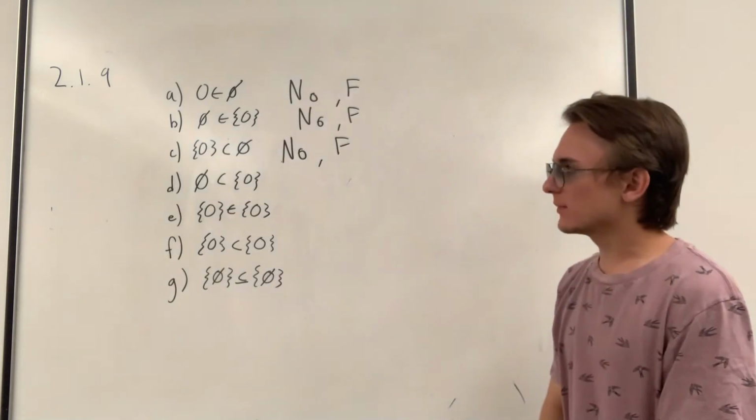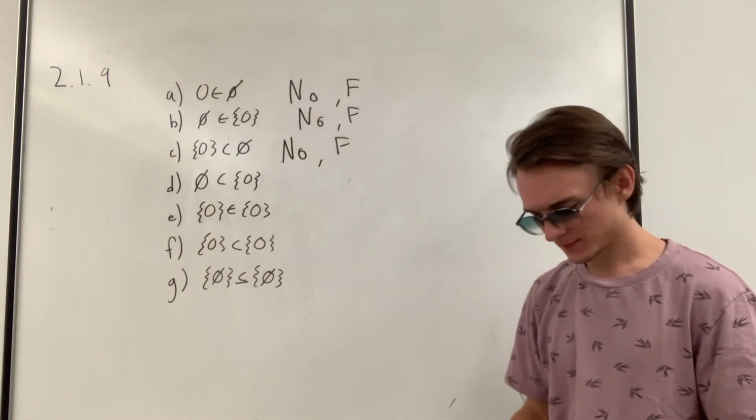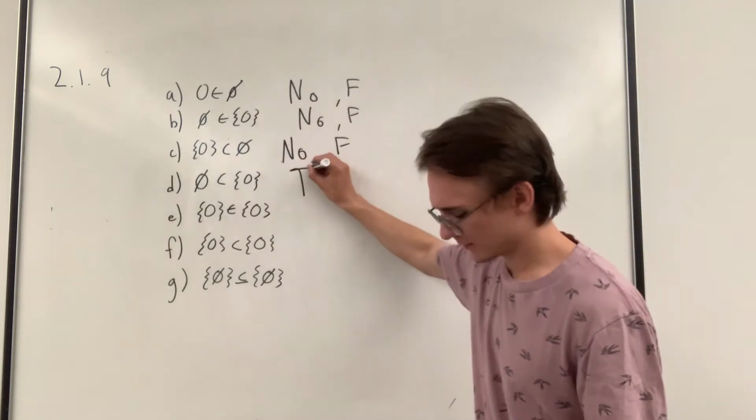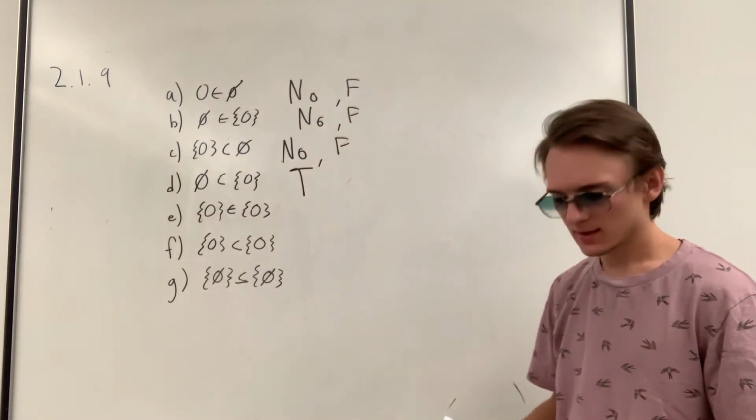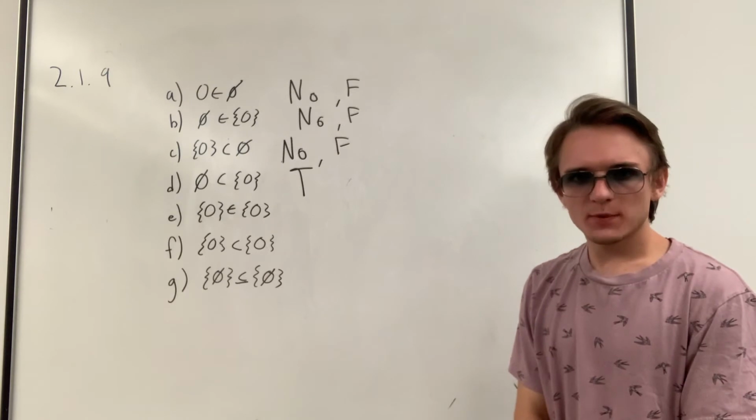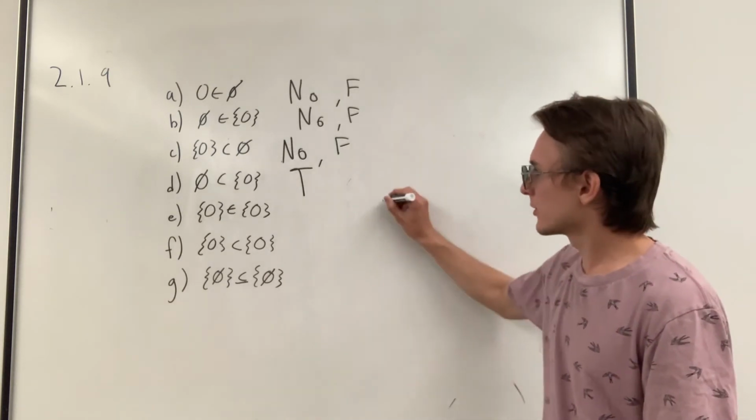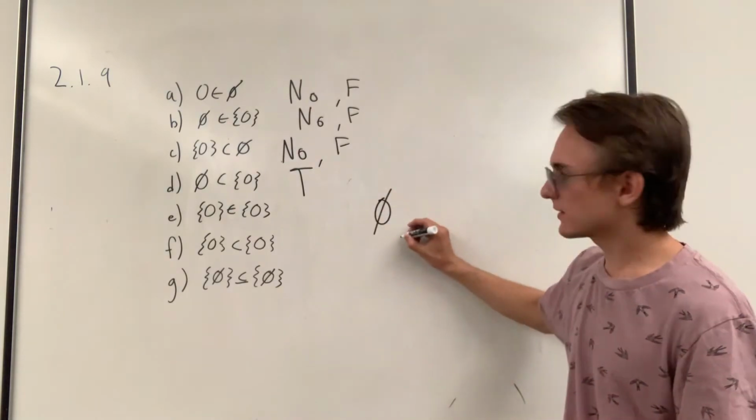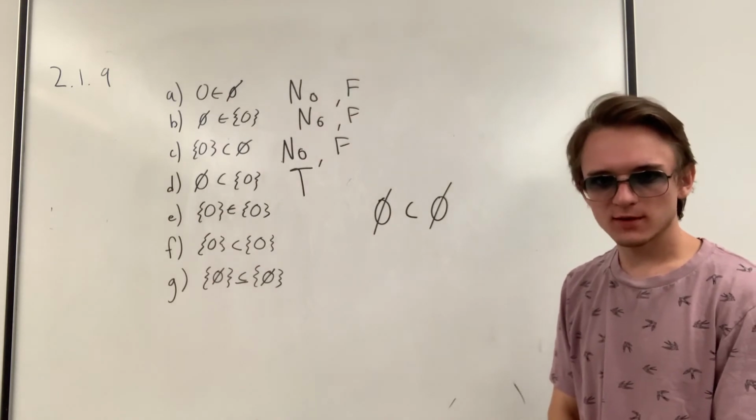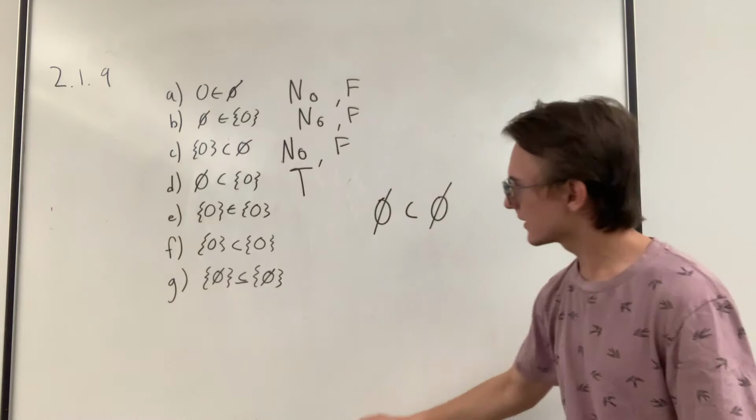Okay, so we have the empty set. Is it a proper subset of the set that contains 0? That is true. Yes, it is true. Because the empty set is a proper subset of anything that has at least some element in it. However, the empty set would not be a proper subset of itself because they would be equal, and a proper subset tells us that they cannot be equal.